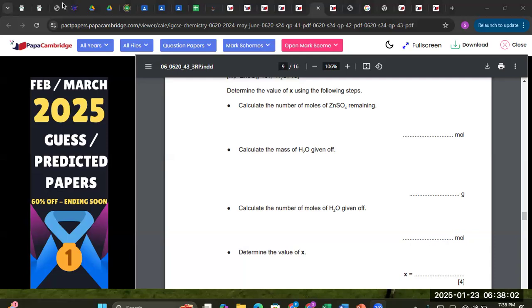I think we would divide the moles of water by the moles of zinc sulfate. Like both of the moles, we just divide them. Yes, you find the mole ratio. Okay. So you take the moles of water, divide them by the moles of zinc sulfate.